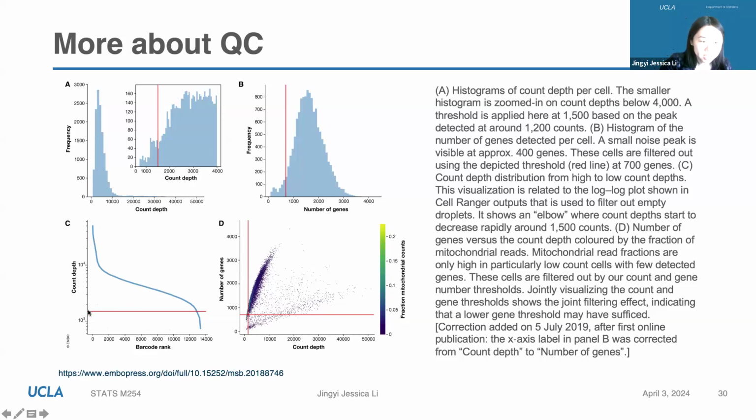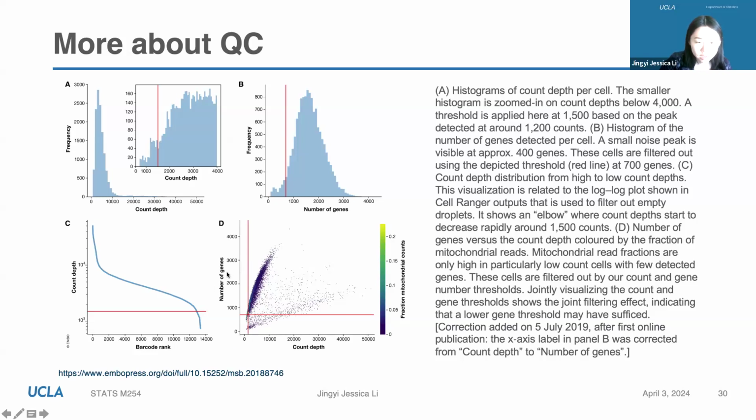And then it picks the count depth threshold, which is 1,500, corresponding to here, by justifying that there's an elbow here. So it has a sharp decline here, elbow at 1,500. And 1,500 is the vertical line in here.